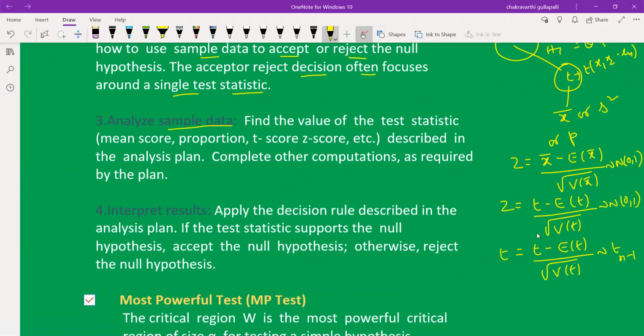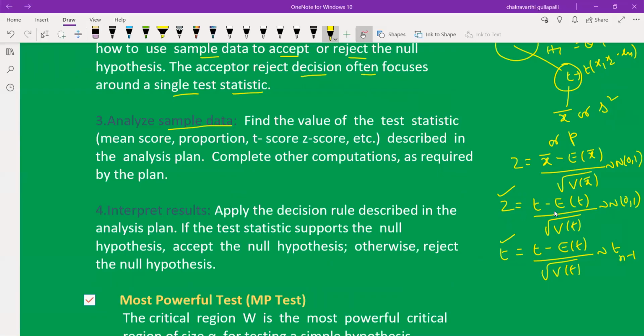Based on the requirement, we have to calculate the test statistic values using these formulas. Suppose your T follows a normal distribution, use the above formula. If T follows a binomial distribution, use binomial techniques. If T follows Poisson, use properties of Poisson. If T follows exponential, use properties of exponential, and construct the Z here.